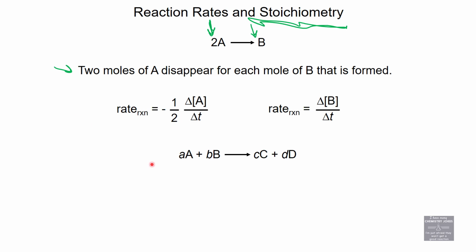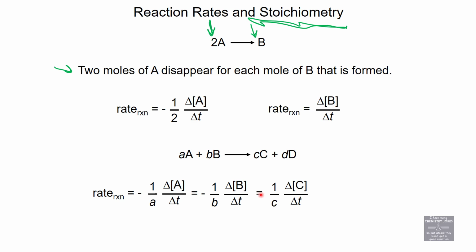Let me give you a summary. If I have this generic reaction here, the rate of the reaction could be defined as negative, because it's a reactant, 1 over the coefficient of A times delta A over delta T. Or it could be defined as negative, because it's a reactant, 1 over the coefficient of B times delta concentration B over delta T. Or it could be described as positive, because it's a product, 1 over C, where C is the coefficient, times delta C over delta T. Or it could be described as 1 over D, where D is the coefficient, times delta D over delta T. What in the world are we doing this for?